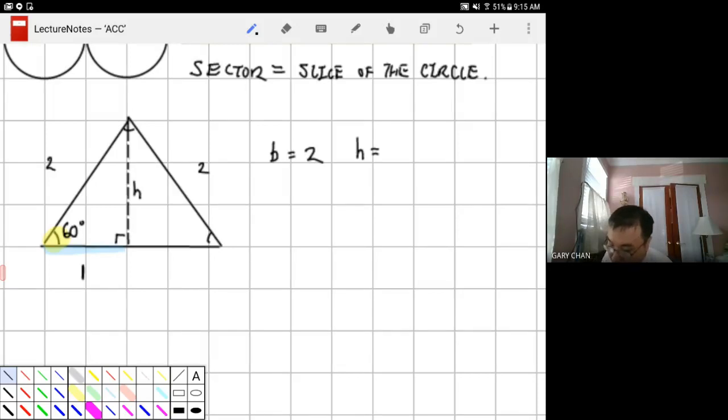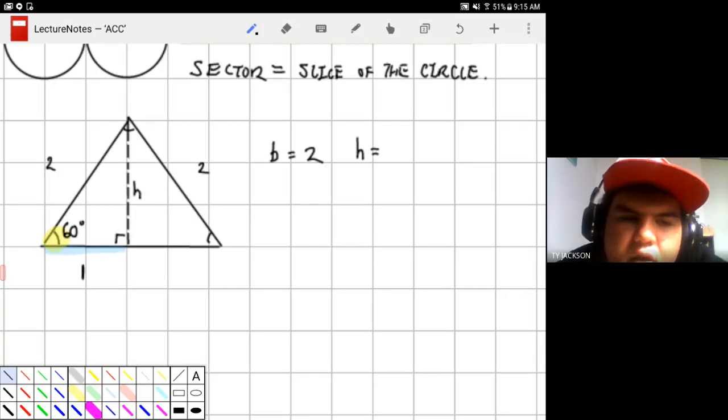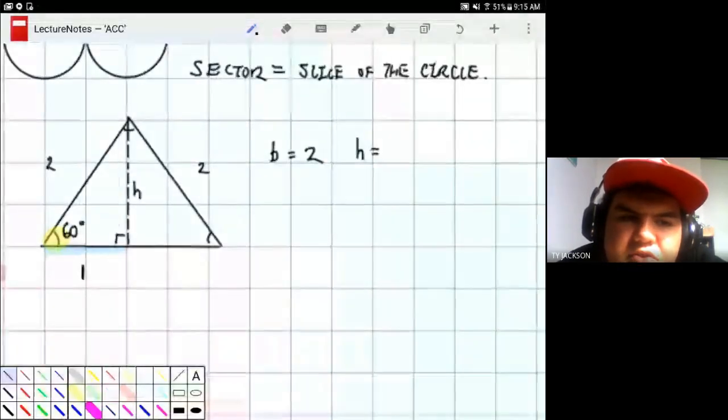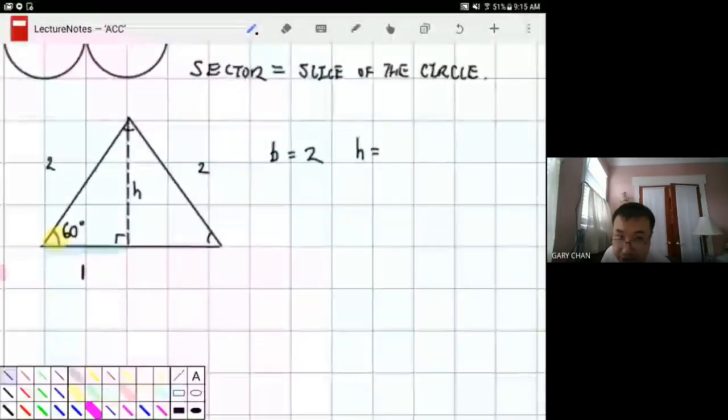Okay, so h right now, is it opposite or adjacent to 60 degrees? It is opposite. Okay, so h is opposite of 60 degrees. So are we going to use sine, cosine, or tangent? We have to use either sine or tangent, just because sine involves opposite, and so does tangent. Cosine is the only one that doesn't.